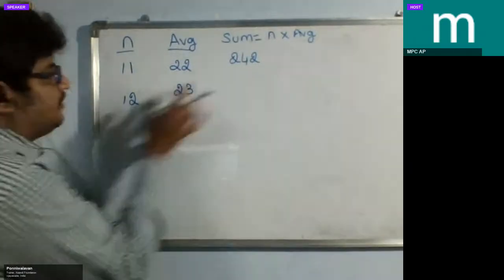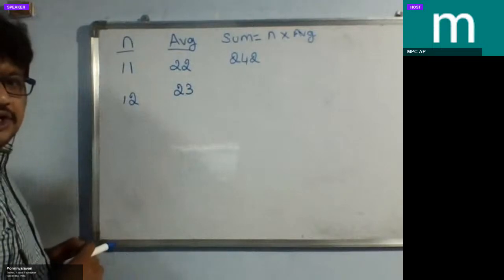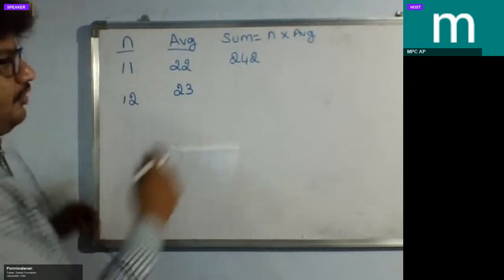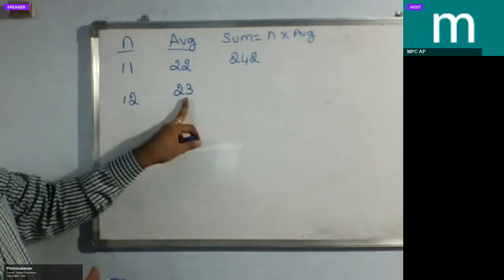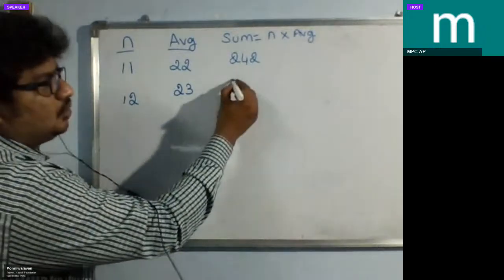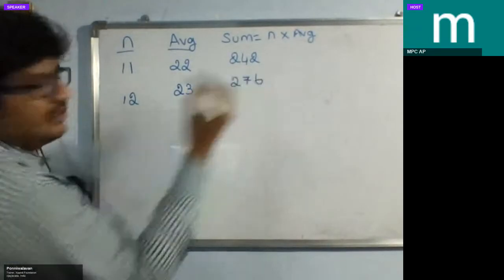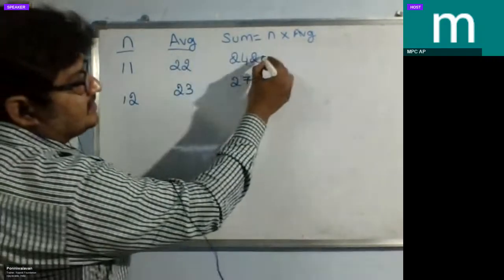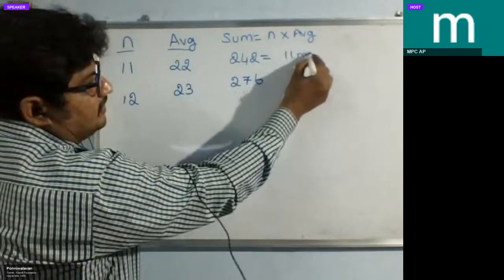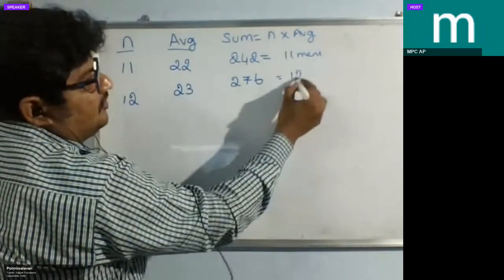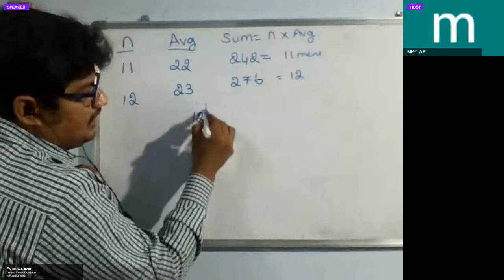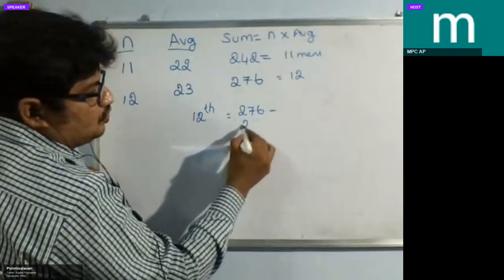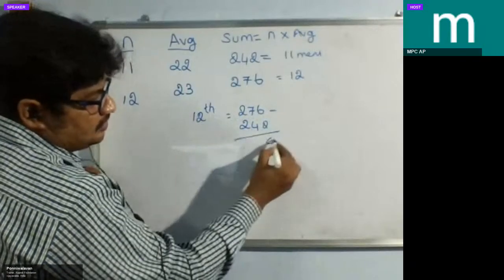Okay, what will be the sum now? 12 into 23. It is 230 plus 46, 276. Okay. So this is the sum of 11 members and this is the sum of 12 members. So what is the 12th member value? It is 276 minus 242, so it is 34.